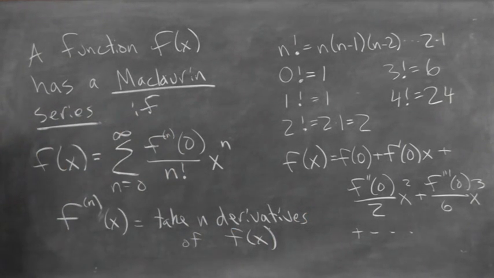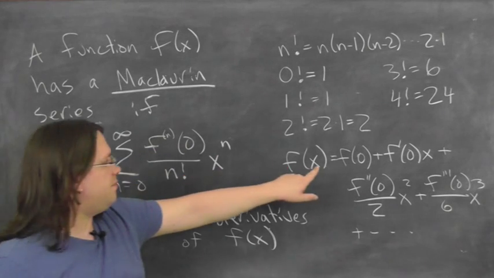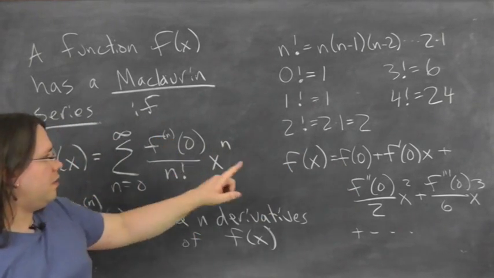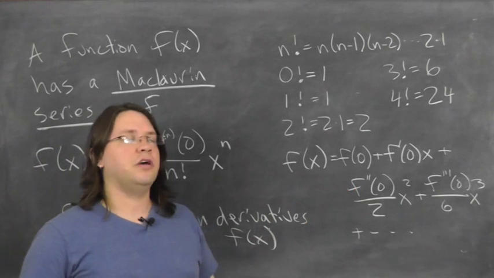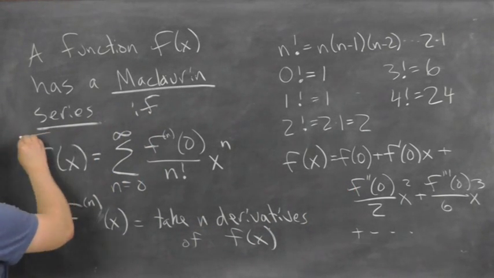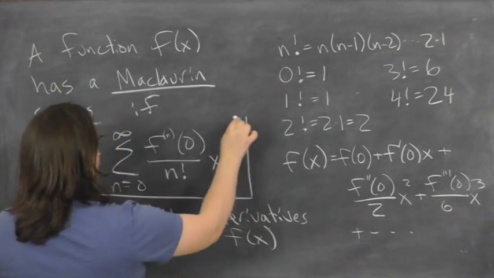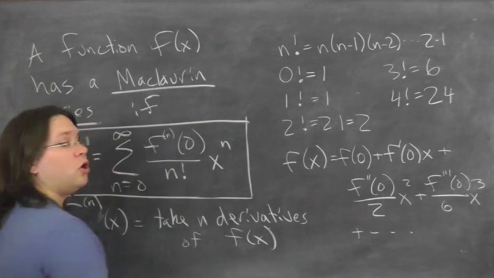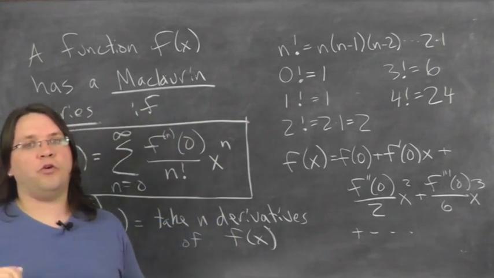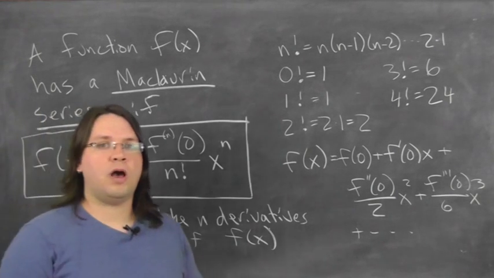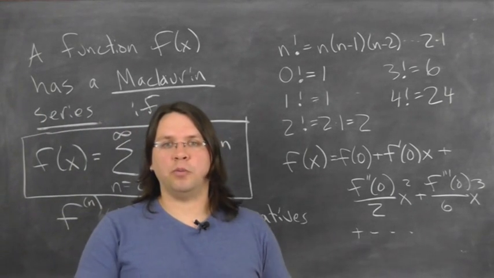So if I take 0 derivatives, that's just the function. If there's a 1 here, that means take 1 derivative. A 2 here, take 2 derivatives, and so on. So this is the expression for the Maclaurin series for a function f. Some functions have Maclaurin series, others don't. We'll see in the next video how to compute some and some properties that these have.